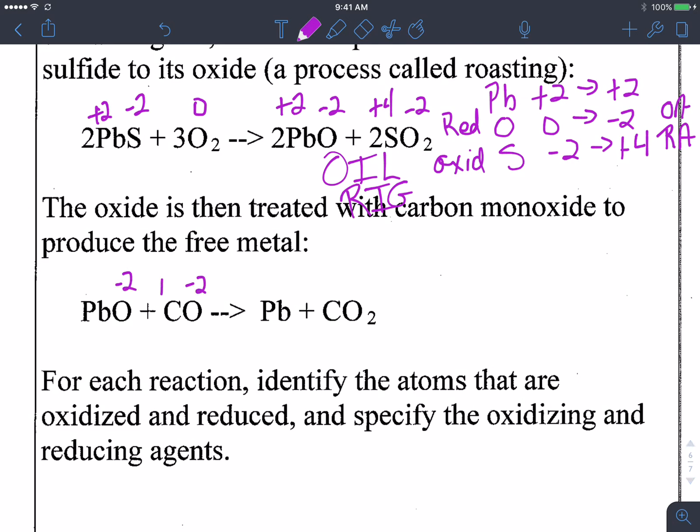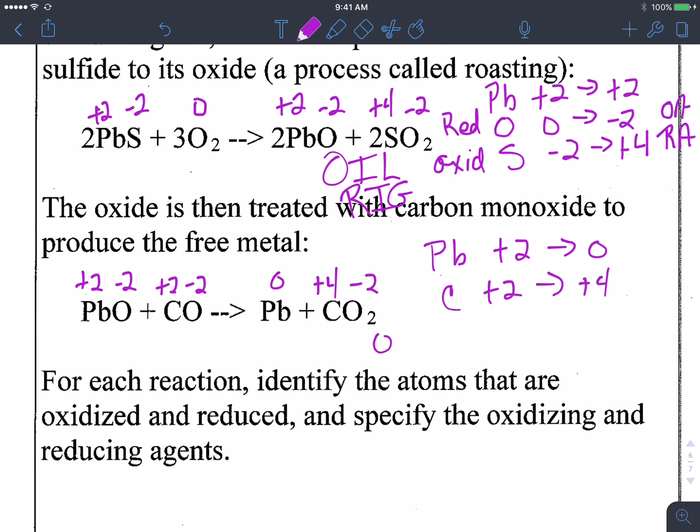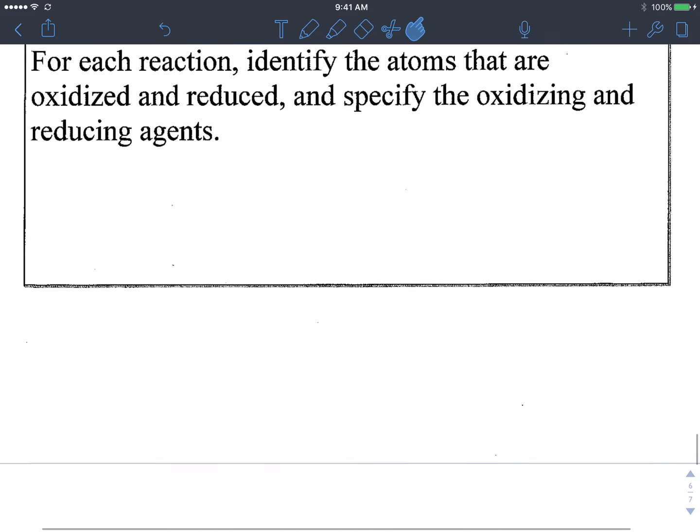Oxygen's always -2. That makes carbon +2, Pb +2. Here, lead is by itself. You'll notice that oxygen's not changing, but Pb is going from +2 to 0. Carbon's going from +2 to +4. Oxidation is loss of electrons. Which one's becoming more positive? That's the carbon. RIG. Reduction is gain of electrons, becoming more negative. That's the lead. Which one's the oxidizing agent? The one being reduced. Or, I'm sorry, which one's the reducing agent? The one being oxidized. And now you have them all identified.